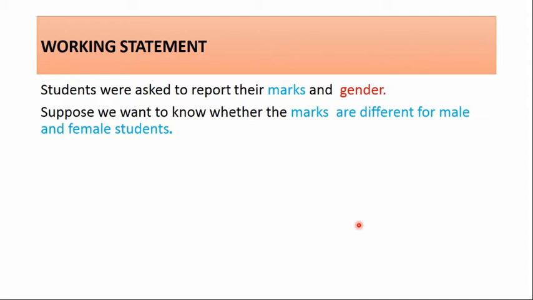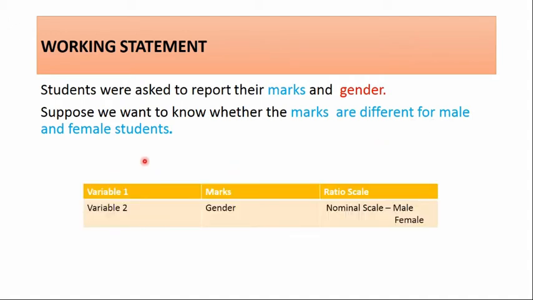Our working statement is, students were asked to report their marks and gender. Suppose we want to know if the marks are different for male and female students. Here we have 2 variables. Variable 1, marks, is on ratio scale. Variable 2, gender, is on nominal scale, and the categories are male and female. Friends, if you would like to know more about scales, you can check my video on research variables and their measurement.